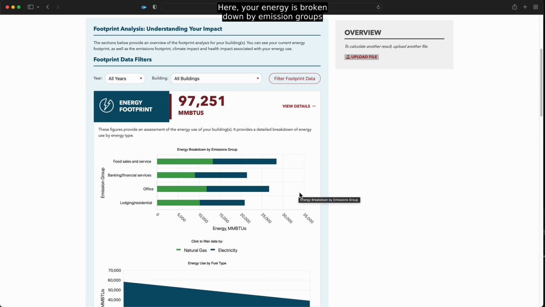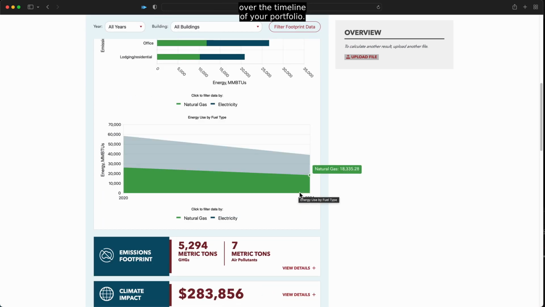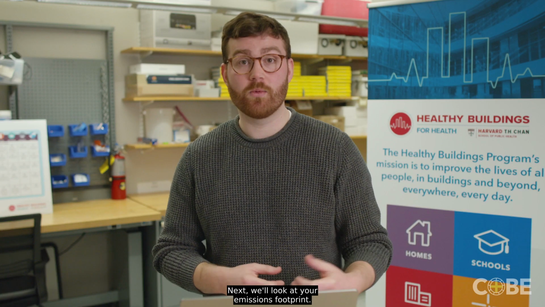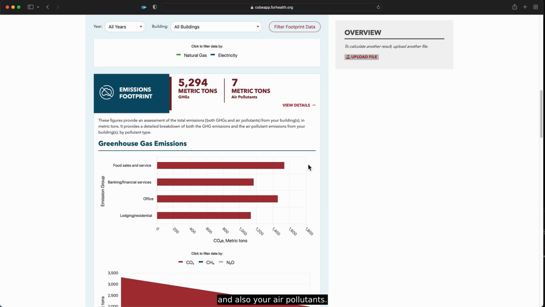Here, your energy is broken down by emission groups, and also you're able to see how your energy changes over the timeline of your portfolio. Next, we'll look at your emissions footprint. Your emissions footprint is broken down between your greenhouse gas emissions and also your air pollutants.